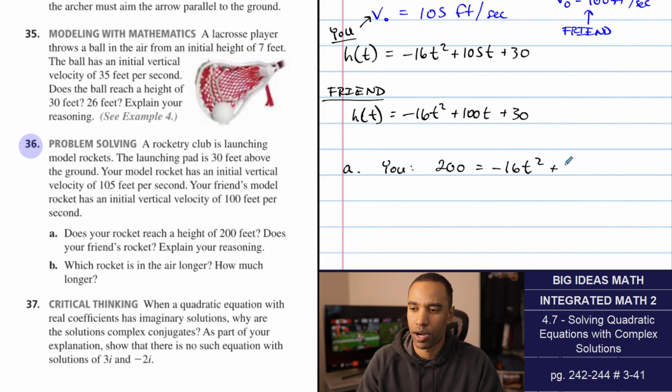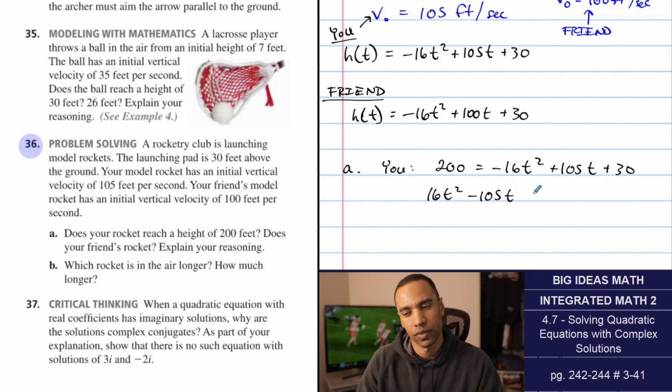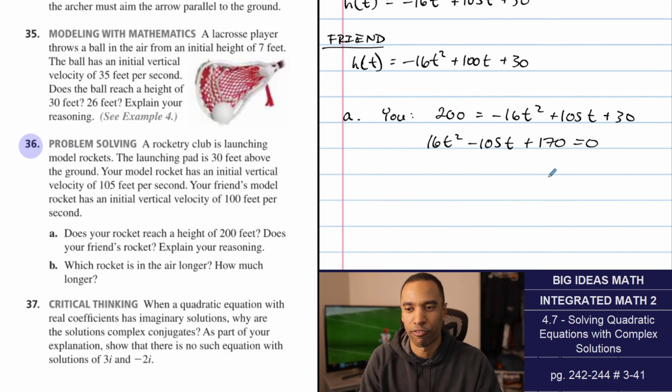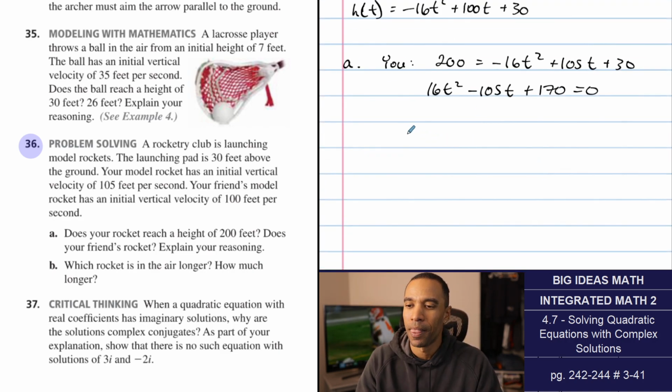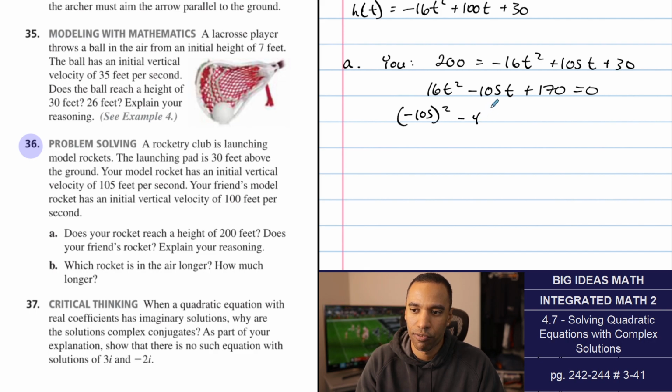Negative 16t squared plus 105t plus 30. Add this stuff over. We get 16t squared minus 105t plus 170 equals 0. I think it was right before the word problems. I said, cool, we're almost done. And then this is where it really slowed down. So we're going to do our b squared minus 4ac.